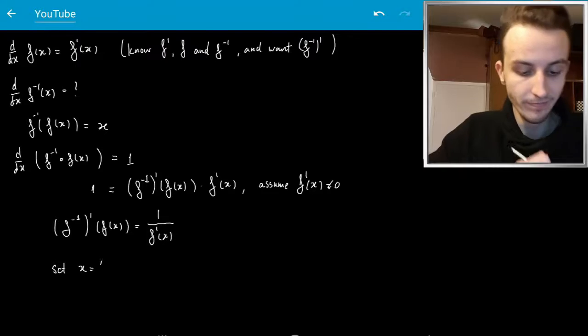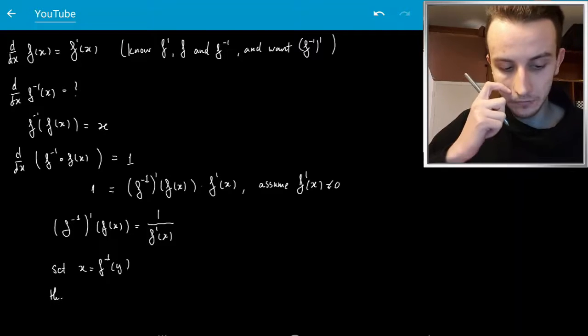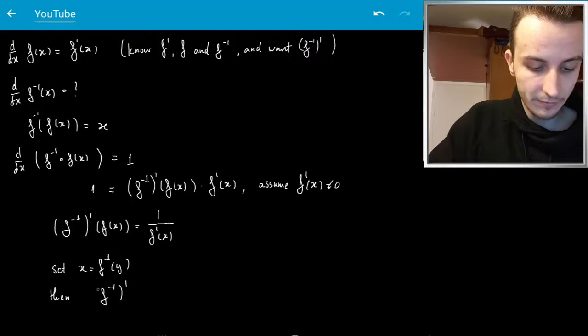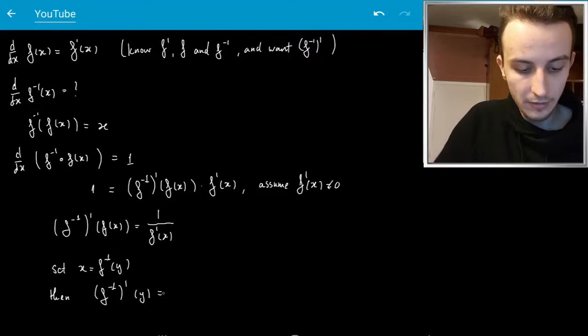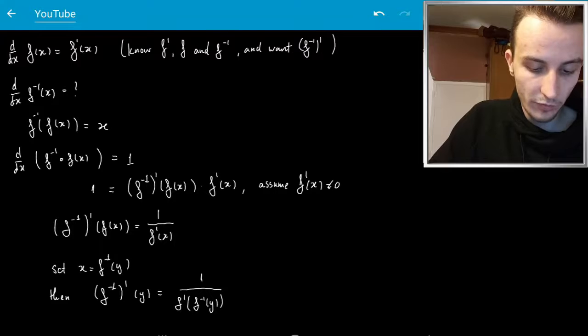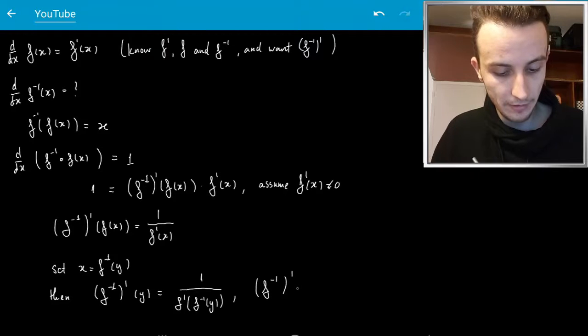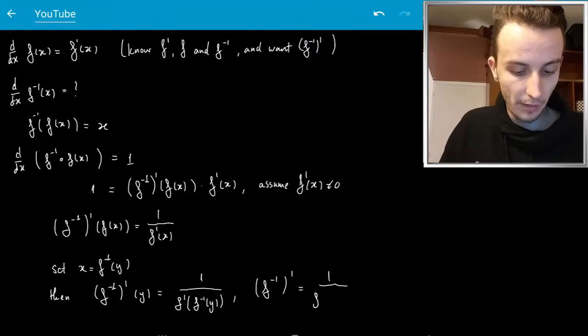Okay, simple stuff. And now, I'd just like to get rid of f of x in the left-hand argument. So set x equal to f inverse of y. Then we have f inverse prime of y equals 1 over f prime of f inverse of y. Okay, and that's it. So f inverse prime is just f prime composed with f inverse.